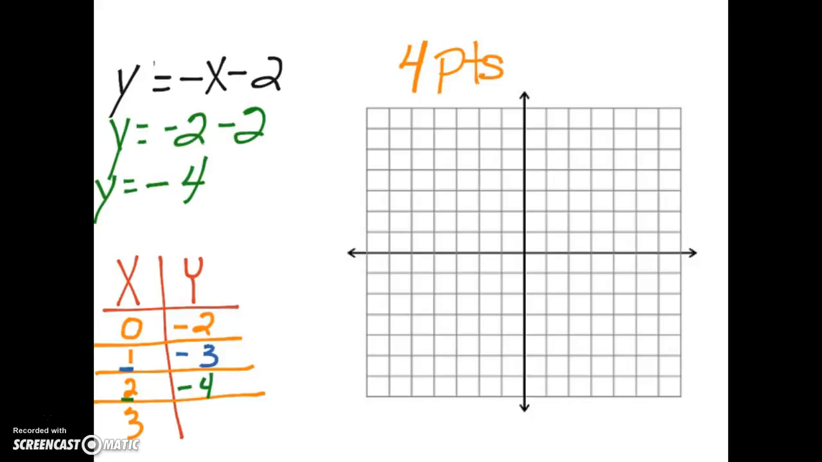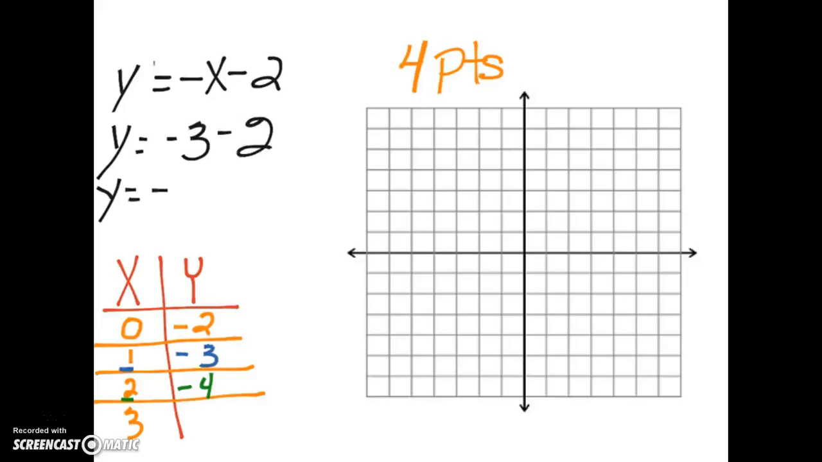And finally, I need to plug in my 3, okay, into this equation. And again, I'm still plugging these numbers in for x. So I have y equals -3 minus 2. And they're both negative. So again, I'm going to add the numbers and keep the sign. And so -3 minus 2 is going to be -5.